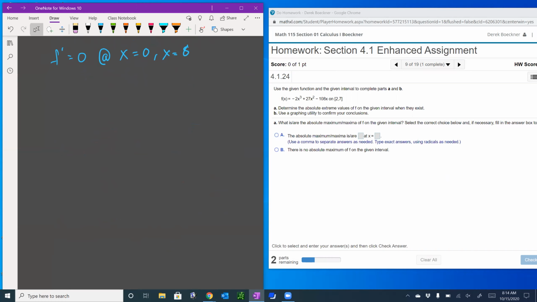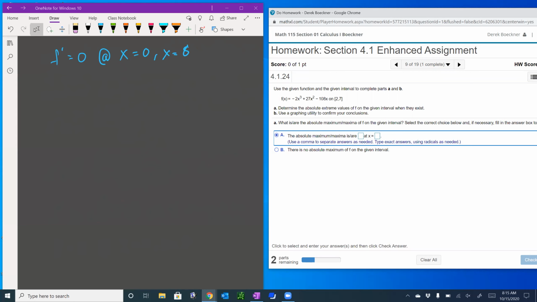What is the absolute maximum minimum of the given function on the interval? So select the correct choice below if necessary and fill in the answers. Okay, so it is a closed interval that's bounded, right? It's closed, 2 to 7 is the interval. So there definitely will be one. So we're going to have to pick A for sure. I just have to figure out what it is, right? Okay.